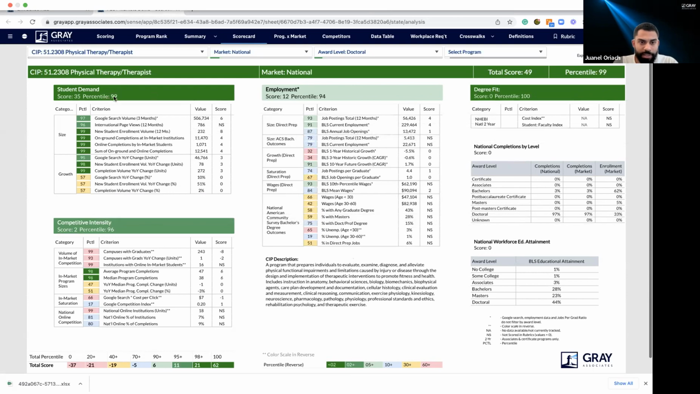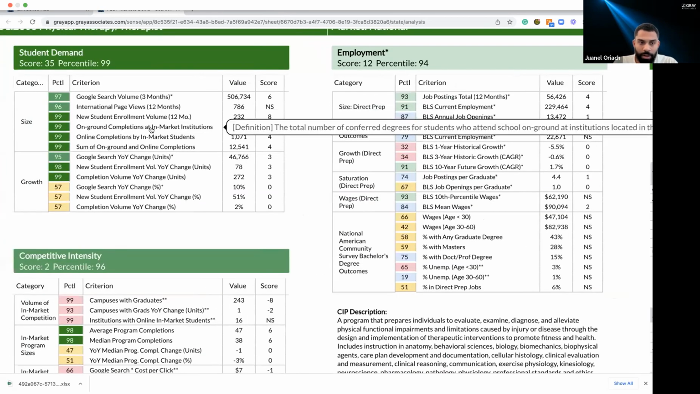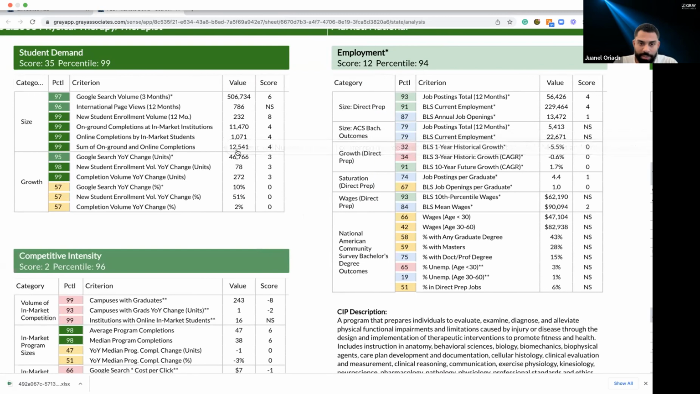We can see from the student demand section, why is student demand dark green? Why is it strong? We can start identifying some of the dark greens here under the percentiles to bring that to life. Google search volumes are very large for this program. International page views are very large. New student enrollment, on-ground and online completions, and the sum of on-ground completions are all very large. And the reason I'm saying very large is, compared to all other programs, the system enables that comparative analysis and shows you that all of these metrics are above the 96th percentile here.